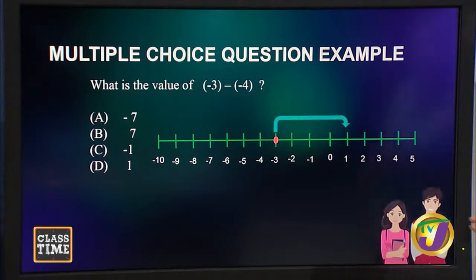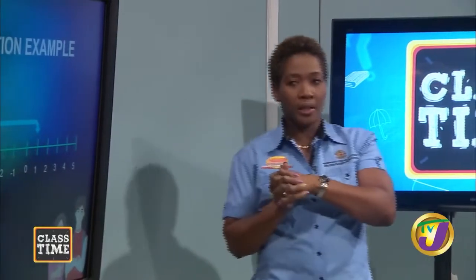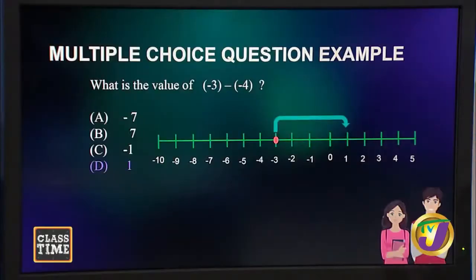So what happened here is that the negative changed the direction in which we're going. It became -3 plus 4. In essence, those two negatives, when they meet, change the direction. So we're at 1.